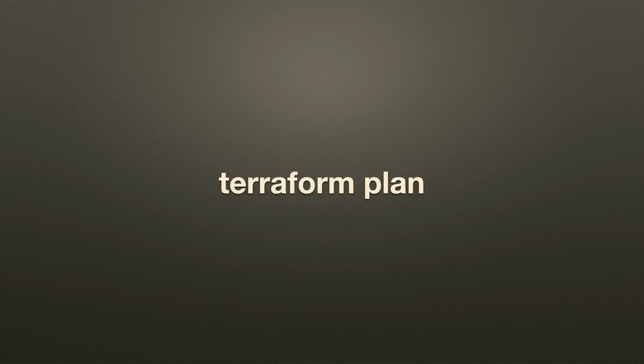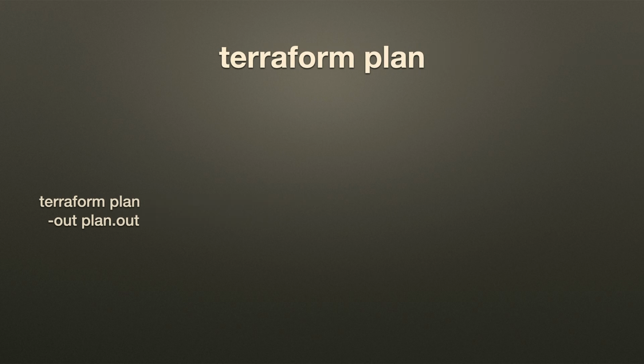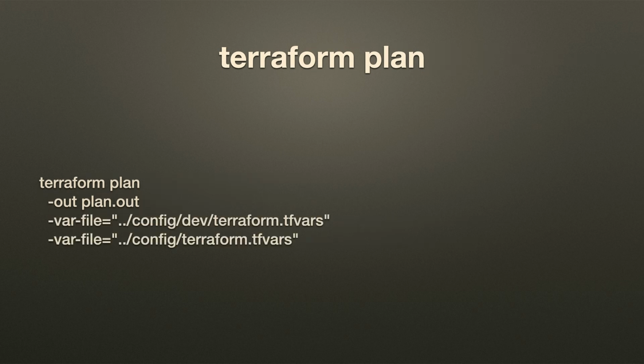Plan, like I said, creates that execution plan. It will do essentially a dry run of what we need to change to make this match up. By default, it just prints to the screen, like I mentioned. But you can change that to put it out into a file just with the -out parameter. Now, we can take things a little bit further. You can also add your variable files to this command with the var-file parameter.